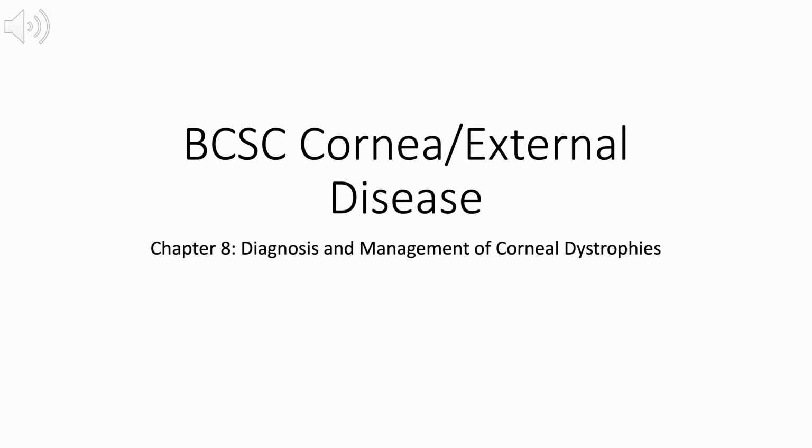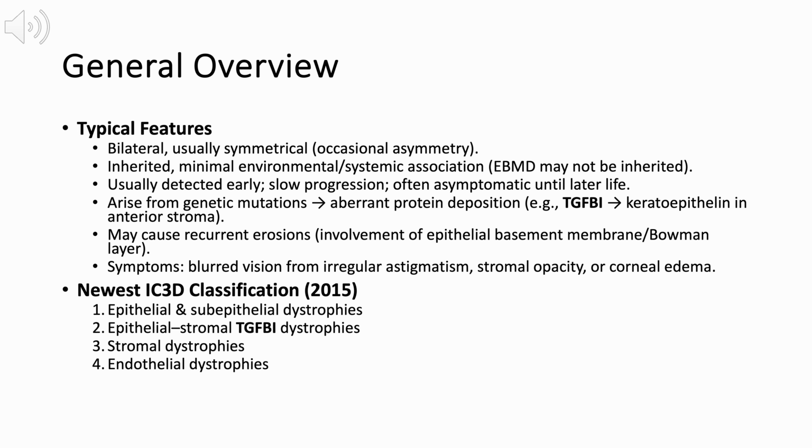Welcome to Chapter 8 of the Cornea BCSC. In this chapter, we'll explore corneal dystrophies, a diverse group of inherited, non-inflammatory disorders characterized by progressive changes in corneal structure that can impact vision. We'll review their clinical presentations, pathological findings, and distinguishing features that help differentiate one dystrophy from another. Importantly, we'll also cover management strategies, from conservative approaches to advanced surgical techniques, and highlight how recurrence patterns influence long-term outcomes. Let's get started. We will begin with a general overview of the typical features of corneal dystrophies.